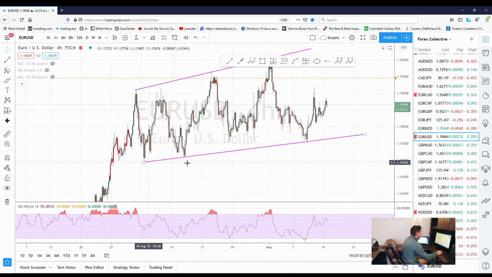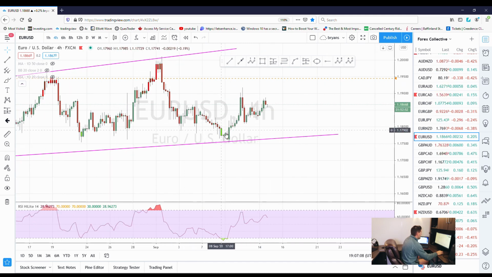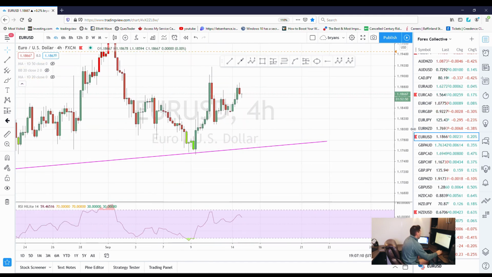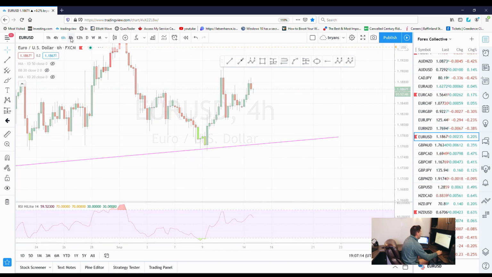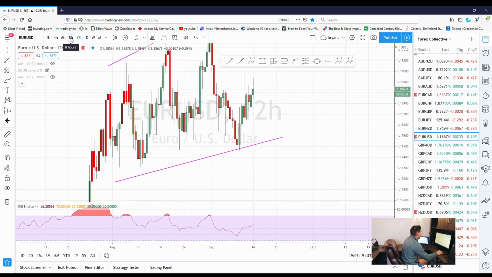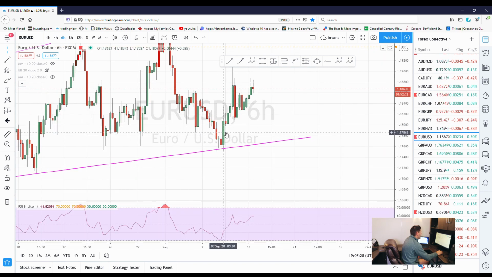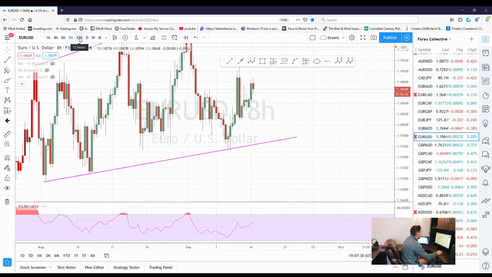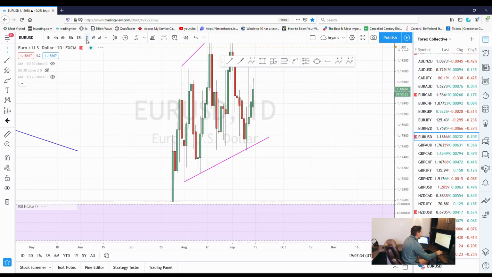Now the next thing, step 2, wait for price action to come down and touch the line. And then wait for a reaction. So look at the 4-hour, 6-hour, 12-hour, all these different ones. And you can see that on the 4-hour, this candle was an engulfing bar. On the 6-hour, it was engulfing. 8 hours, kind of engulfing. 12-hour, engulfing. And daily, not quite engulfing.